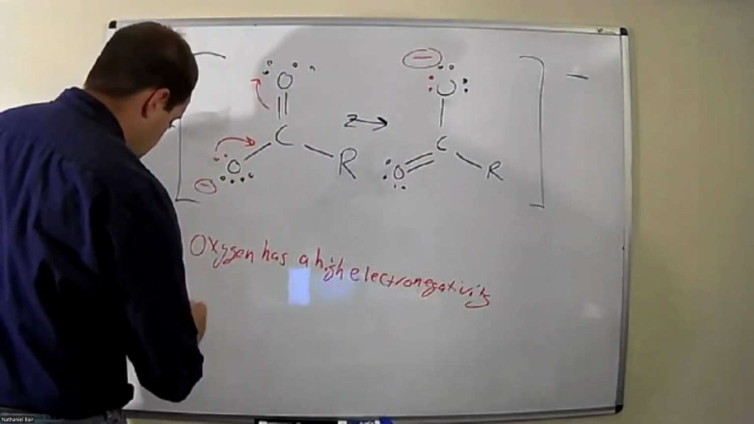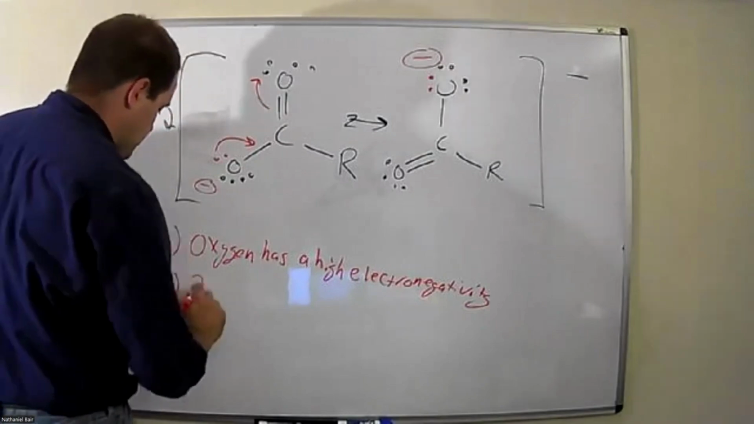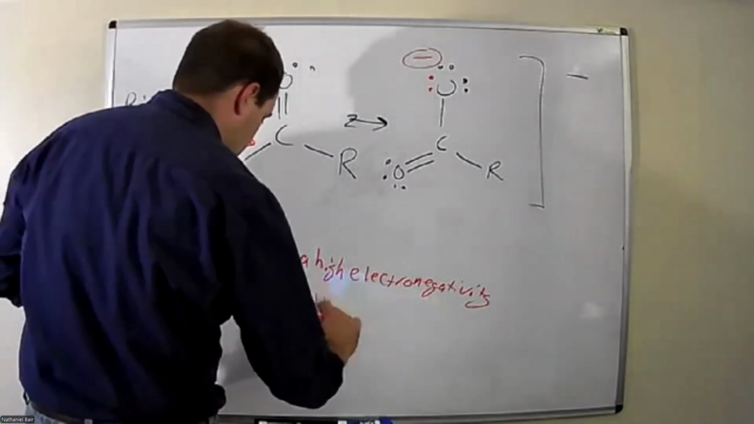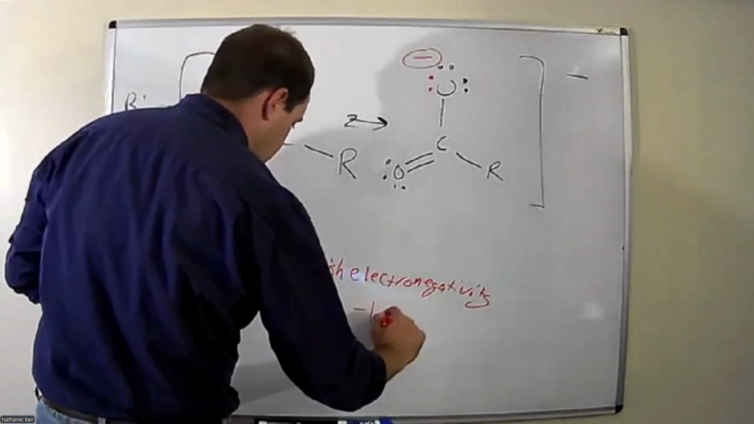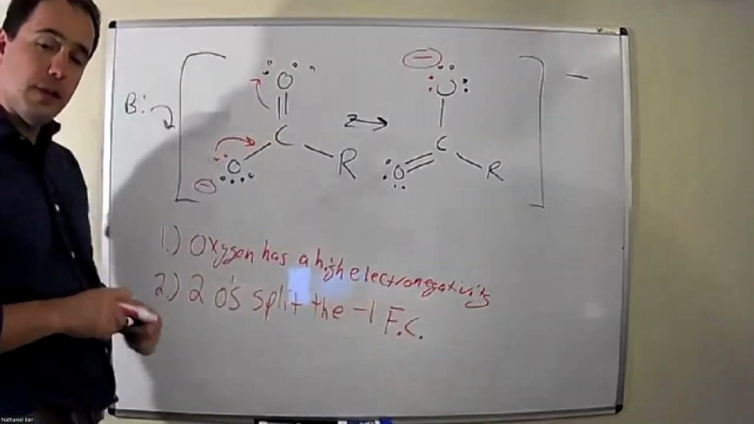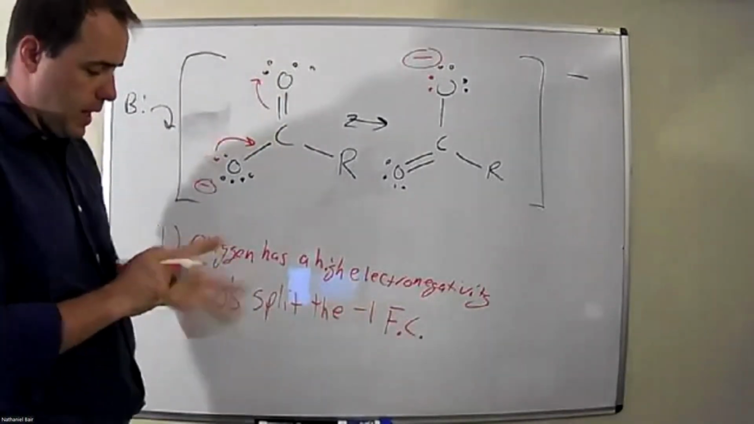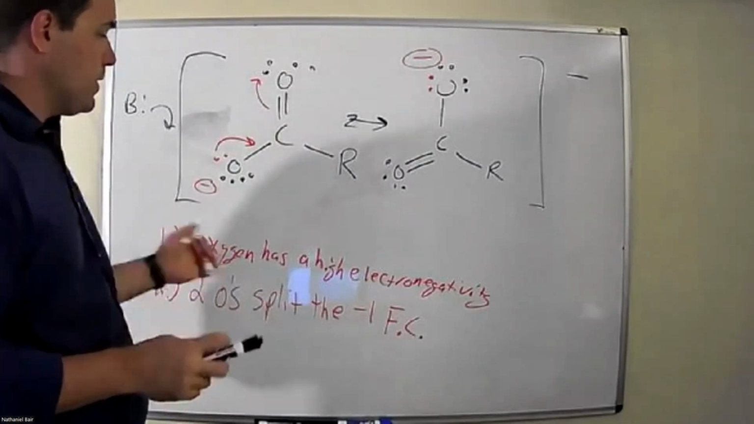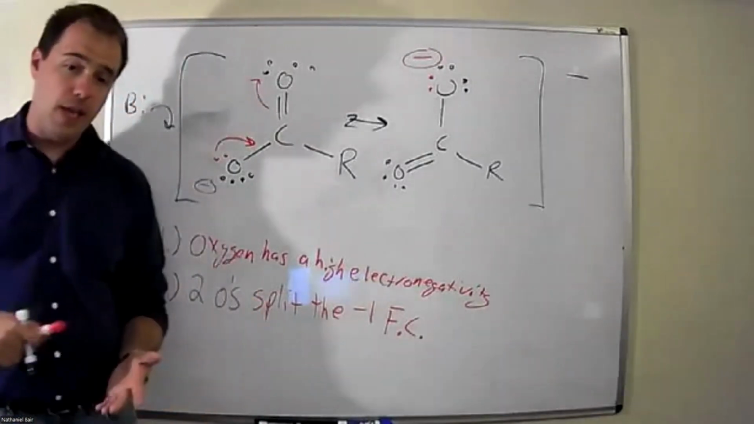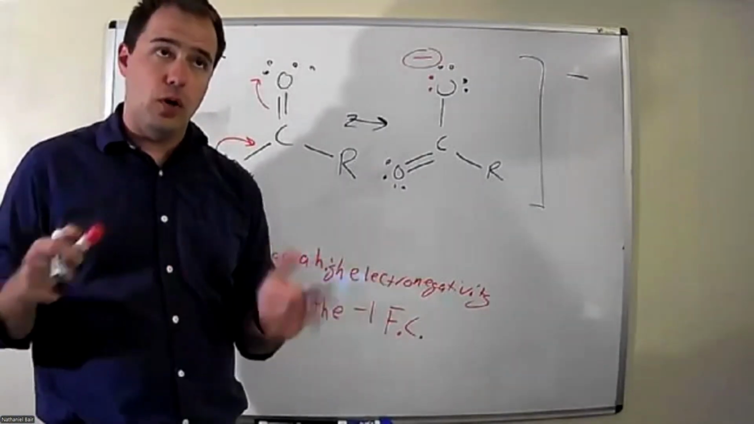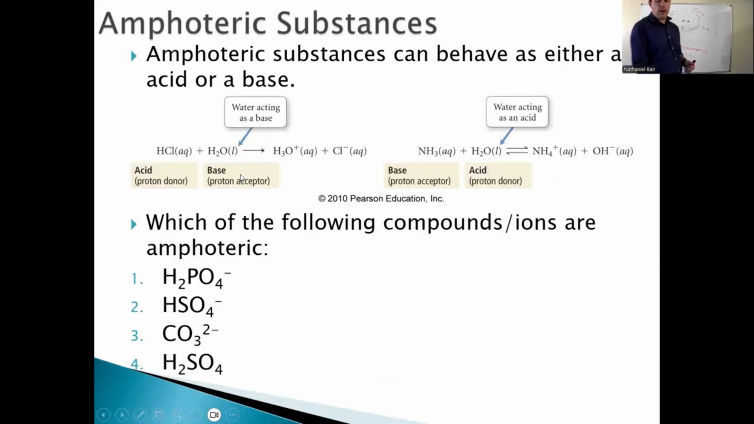So the second reason is two oxygens split the -1 formal charge. So that's the second reason that carboxylic acids are super duper stable. So carboxylic acid is a specific type of oxyacid. Not all oxyacids are carboxylic acids, but all carboxylic acids are oxyacids.